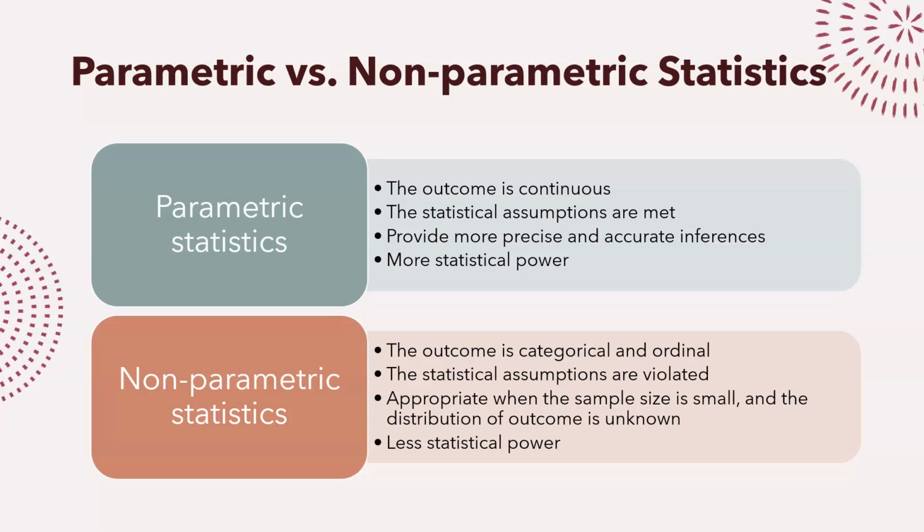Non-parametric statistics are used with categorical and ordinal outcomes. Non-parametric statistics are also used when the statistical assumptions of parametric statistics are violated. Non-parametric statistics should also be used when the sample size is small and the distribution of the outcome is not known and cannot be assumed to be approximately normally distributed.